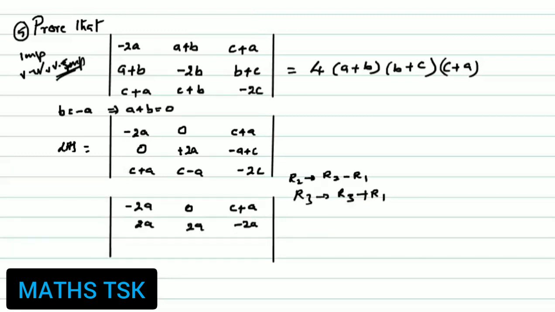When you add these two elements, c plus a minus 2a is c minus a. And then c minus a plus 0 is c minus a. And then minus 2c plus c is minus c plus a. There is minus c plus a.